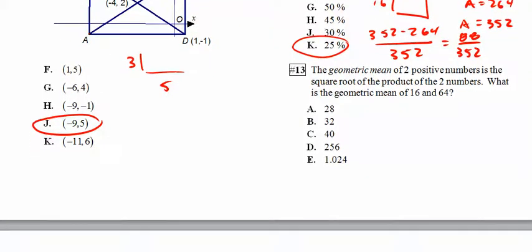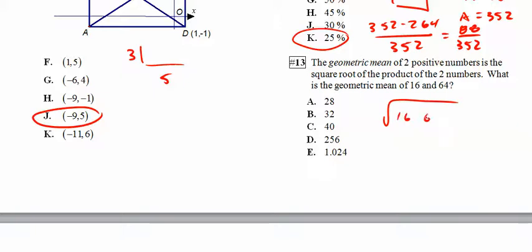Geometric mean is the square root of the product. What's the geometric mean of 16 times 64? Well, it's just 4 times 8, 32.